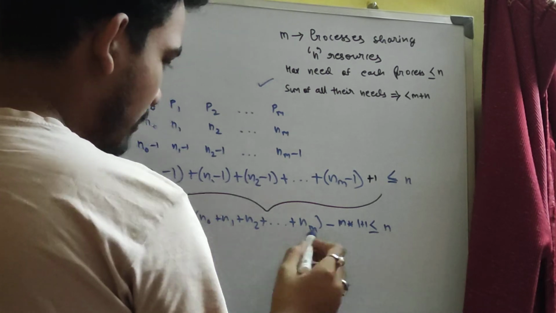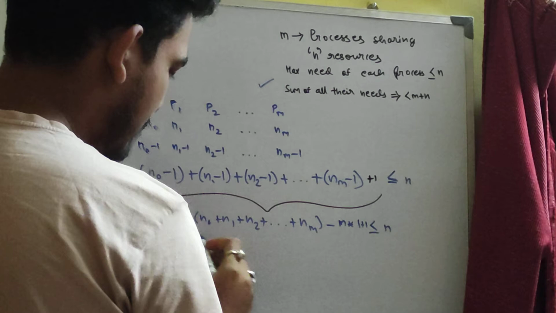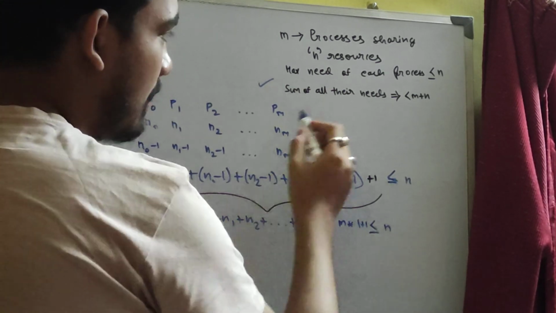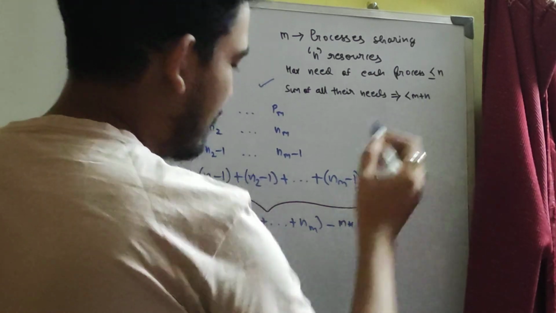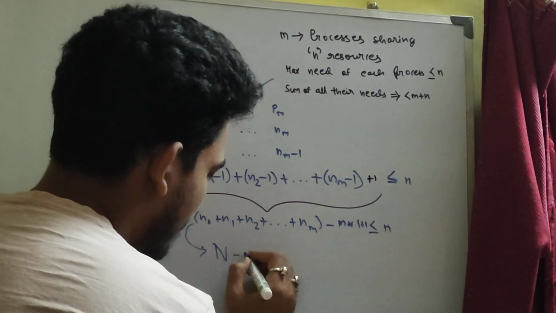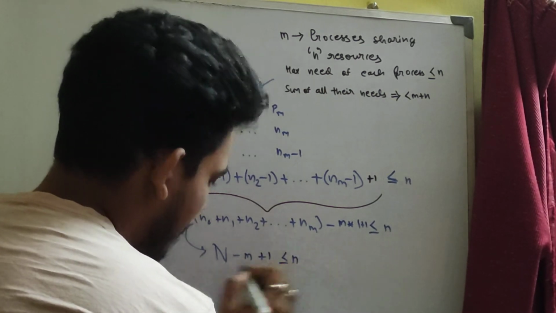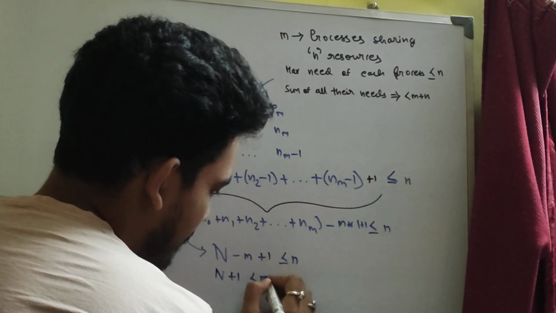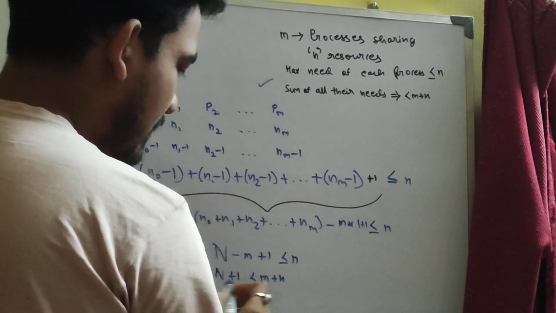Now this is known as the sum of all their needs. So we will replace this by capital N, representing the sum of all their needs, which, as it is said here, is less than m plus n. So here it is coming N minus m plus 1 is less than or equal to n, and N plus 1 is less than or equal to m plus n. If we move this m here, we are getting this equation.